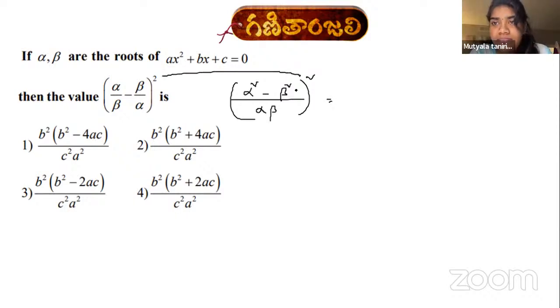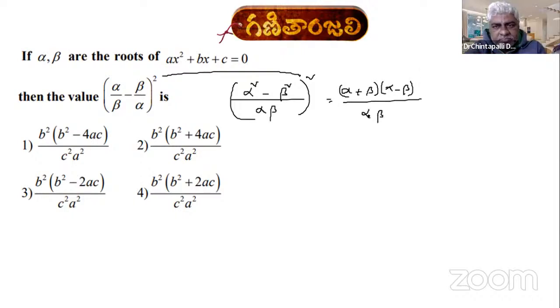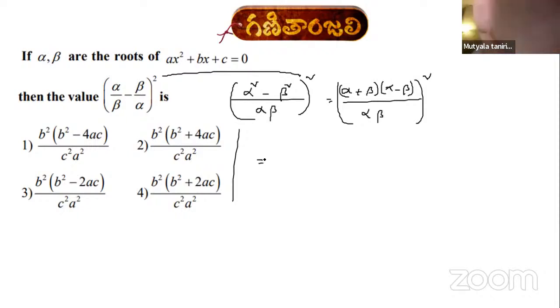Do you know the a square minus b square formula? Alpha square minus beta square means? Alpha plus beta times alpha minus beta. Very good. Alpha plus beta times alpha minus beta by alpha beta, whole square. If you remember, use the points there and continue this step. Continue the solution. What is alpha beta? Alpha beta is c over a.